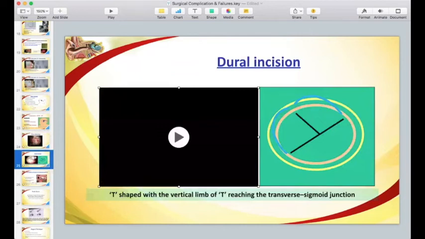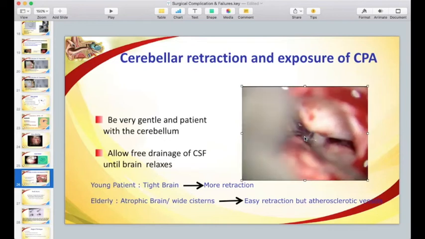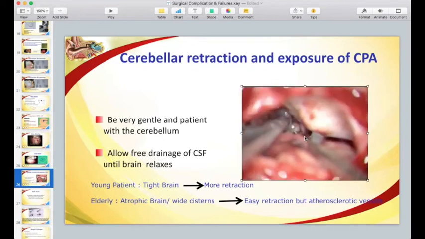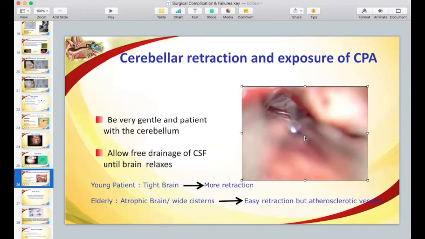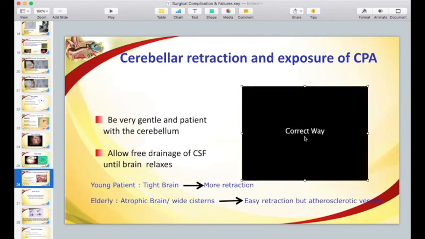Then comes the brain retraction. Be very gentle and patient with the cerebellum. Now, the way I am showing you the brain retraction here is for a trigeminal neuralgia, where it is right on the top of the tentorium, right on top of the CP angle, where you retract from above downwards. But that is not the way we do it for acoustic neuroma. For acoustic neuroma, the correct way is to go from below upwards because the tumor is lying at the bottom.